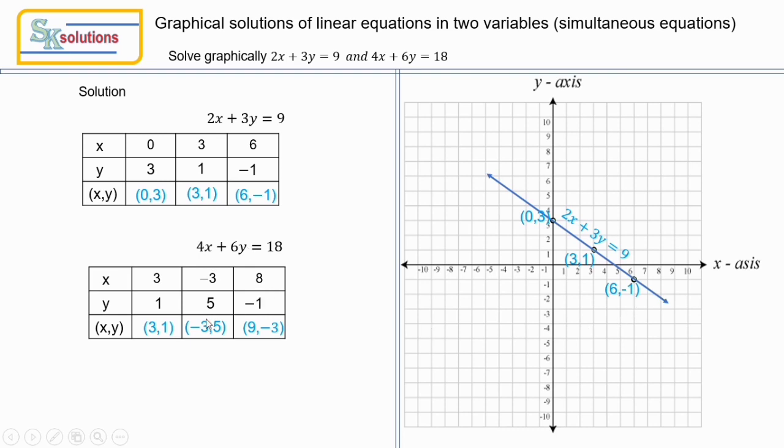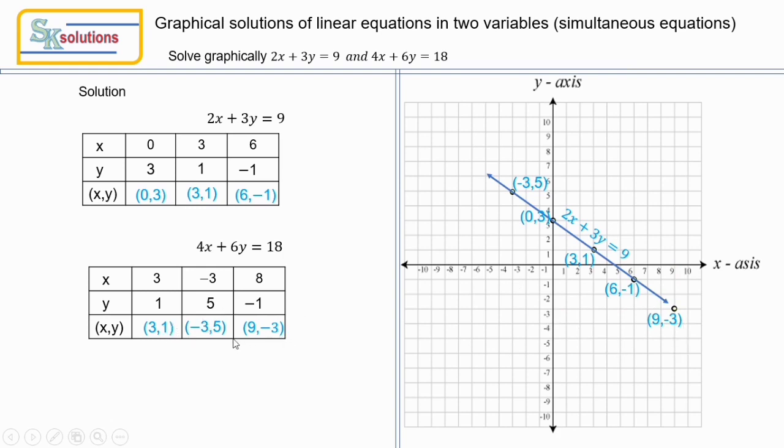Now let's draw the second line. Before that, we will plot the points for that line, that is (3, 1). Okay, you have the point (3, 1) here, and (-3, 5). So you have the point (-3, 5). (3, 1) is already here, and now here you have the point (-3, 5), and then you have the point (9, -3). 9 from x-axis and -3 from y-axis. You get (9, -3). Let's join these 3 points.